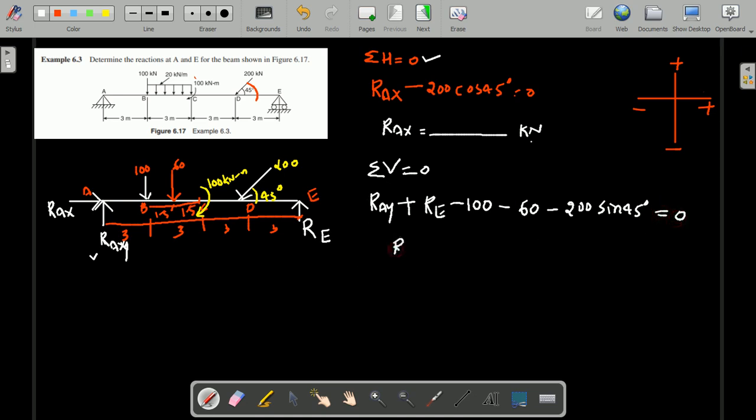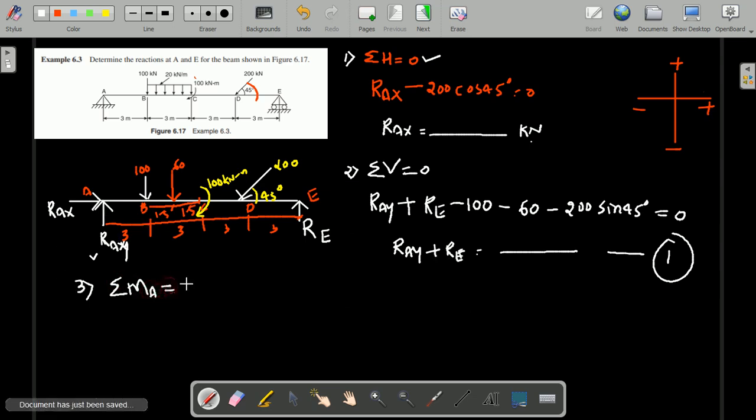By solving this you will get one equation, RAY plus RE is equal to some value, but still both are unknown. RAY is not known, RE is also not known. So now in order to find these, again we need to apply the third equilibrium condition, that is summation of moment at any point. So now I am taking the moment at point A, so therefore moment at A is equal to 0. So what do you mean by moment here? How are you going to calculate the moment?